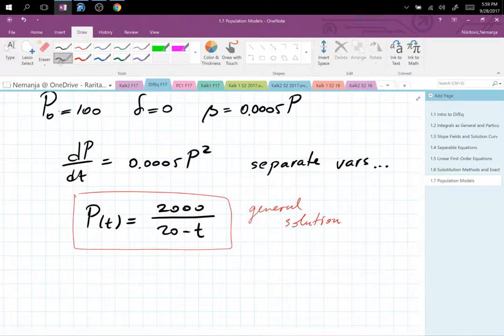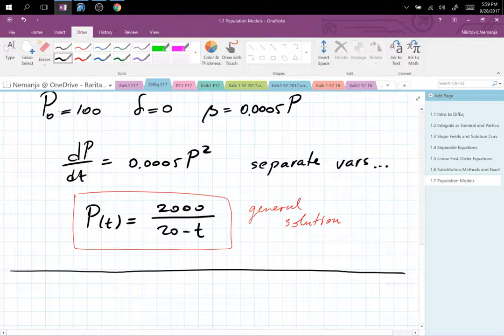Now, yes? I was just going to say when you integrate the 1 over P squared, it's negative 1 over P because of... Yep, it's a plus 1, yep. Plus 1.